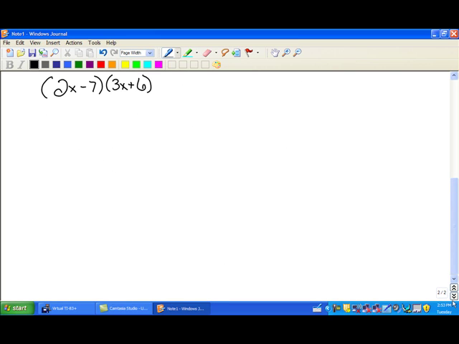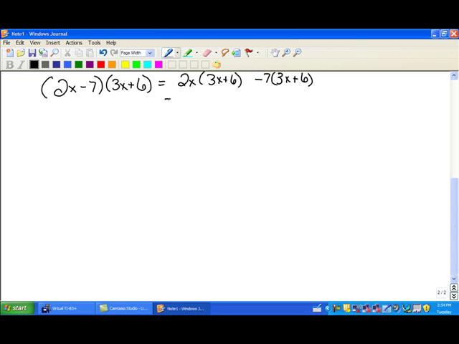When you're multiplying together binomials, I want you to think of it as a distributive property. If we think of it as the distributive property, it's actually the same thing as FOIL. We're going to multiply the 2x times the 3x plus 6, and then we're going to multiply the negative 7 times the 3x plus 6. That way, everything in the first parentheses will be multiplied by that second parentheses.